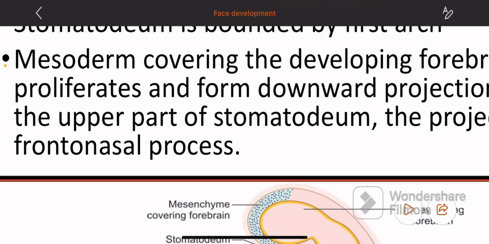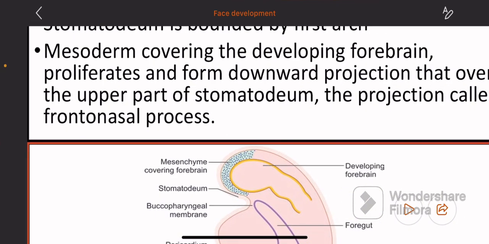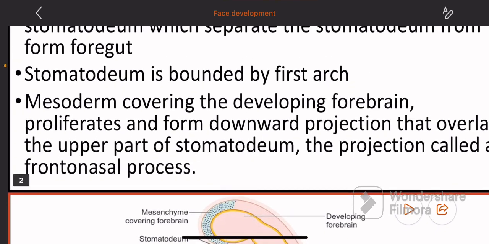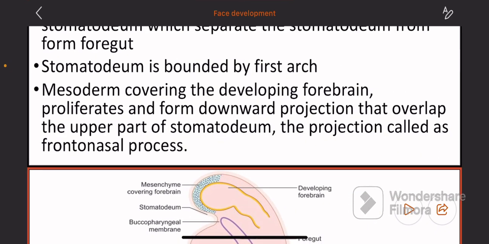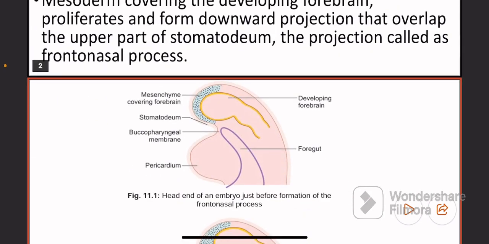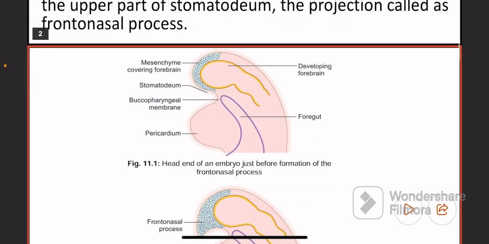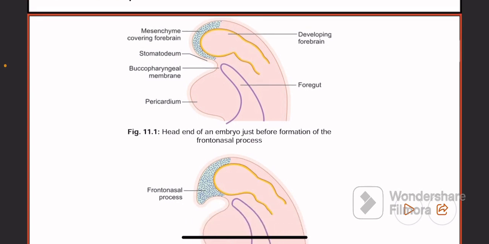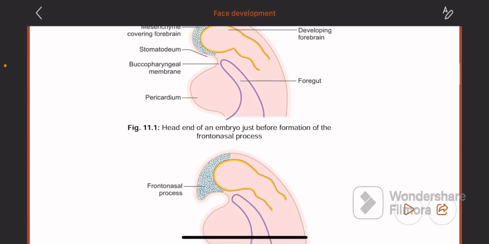Here we have shown how the frontonasal process forms. The main motto is the formation of the frontonasal process. Our face is formed mainly by five projections, which are the frontonasal process, then maxillary, mandibular, medial and lateral nasal processes. And here we discussed the formation of the frontonasal process. Next we are going to discuss the other processes.